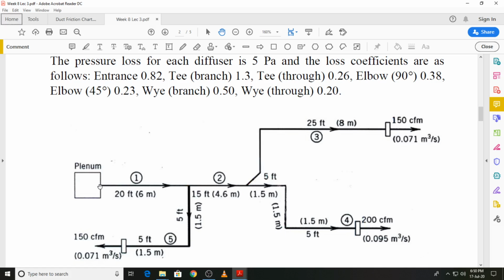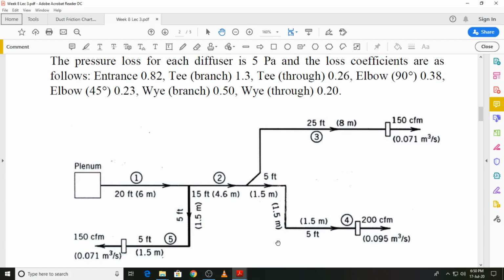You can see that segment 1, the straight length is 6 meters. Then when we move from segment 1 into this segment, that is 5, it again has a straight length of 1.5 meters plus 1.5 meters. And similarly for the other sections we are given the lengths.